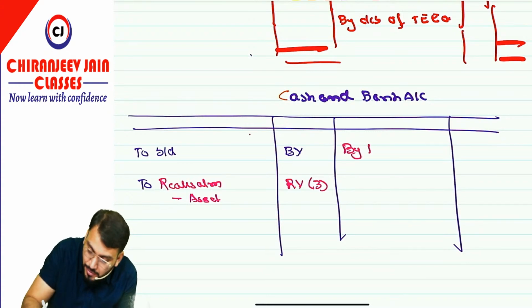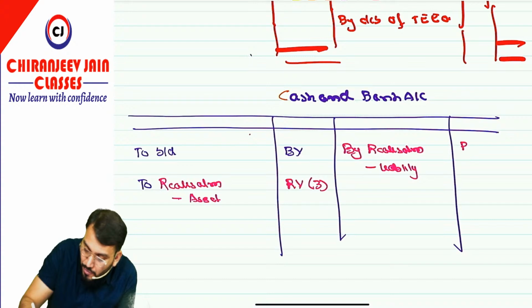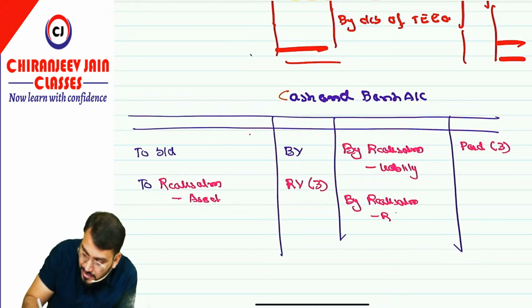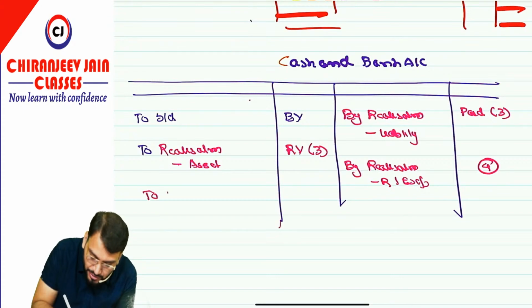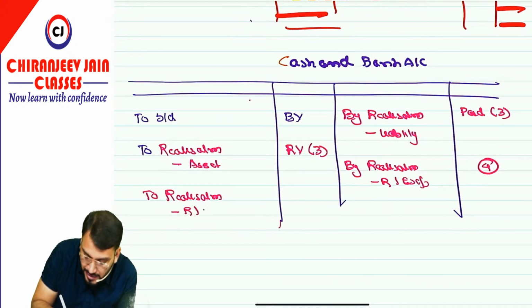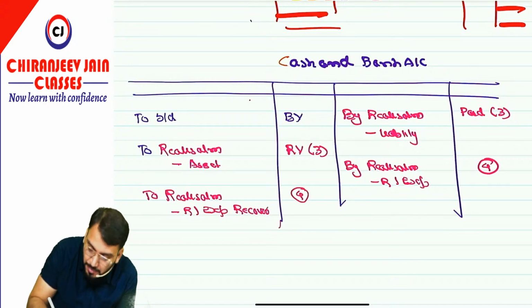Liability not taken over will be paid. So by realization, liability will be paid. This is the amount paid. This is also step number 3. Then realization expense paid. So by realization expense paid. This is also paid, so step number 4. And if recovery, then we write down to realization, realization expense recovered. If recovered, this is step number 4.